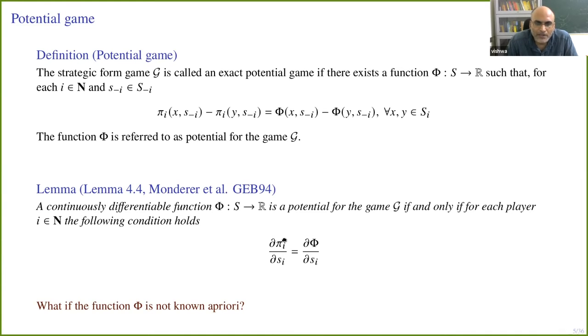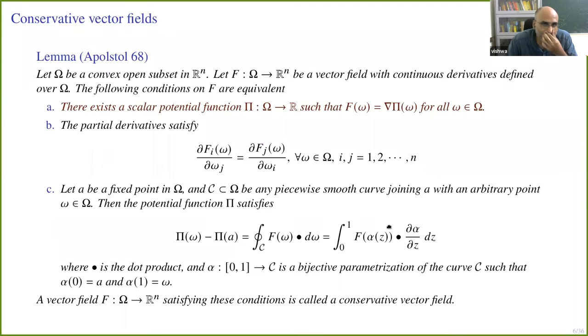So that means I can collect all these for all the players, and I can form a vector in the joint strategy space, and that has an interpretation of a gradient. So then we are looking at whether there exists some function such that the gradient of this function is exactly the same as the vector field.